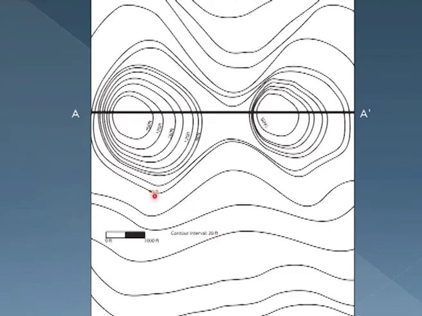The other important feature of the contours is the spacing of the contours. The close contours indicate a steep slope, distant contours a shallow slope. Two or more contour lines merging indicates a cliff.